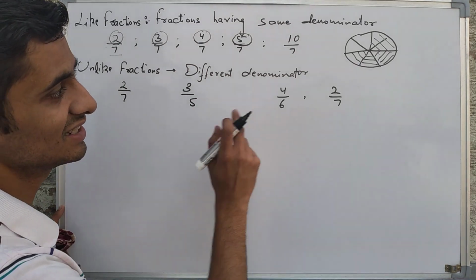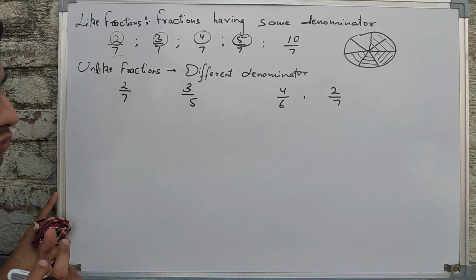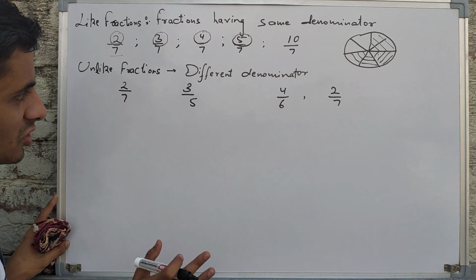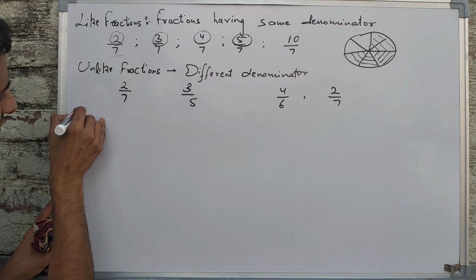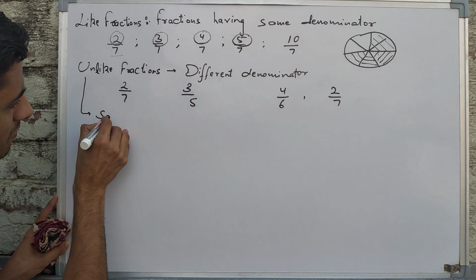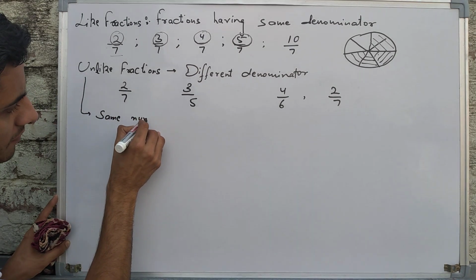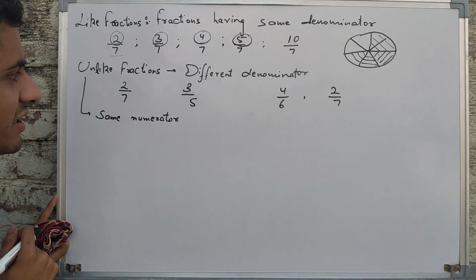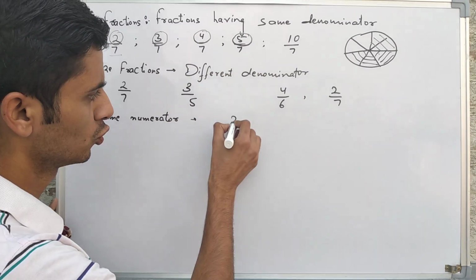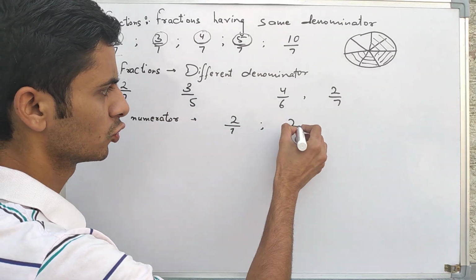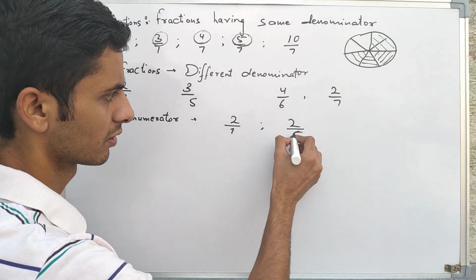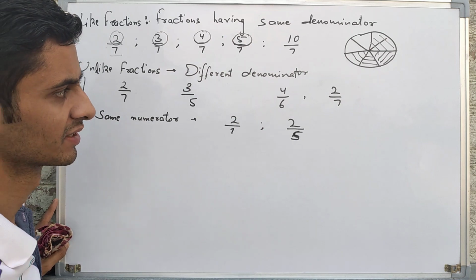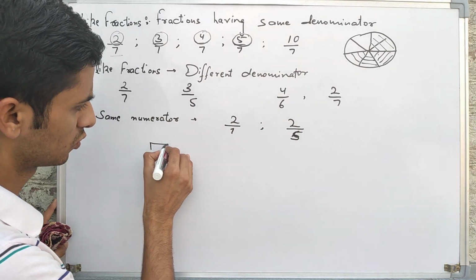Now how to compare these unlike fractions? To compare these unlike fractions, one thing that is possible, that two unlike fractions may have same numerator. Unlike fractions having same numerator. Suppose I write 2 upon 7 and 2 upon 5. 2 upon 7 and 2 upon 5.